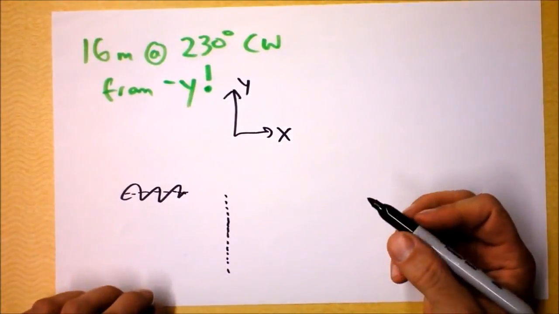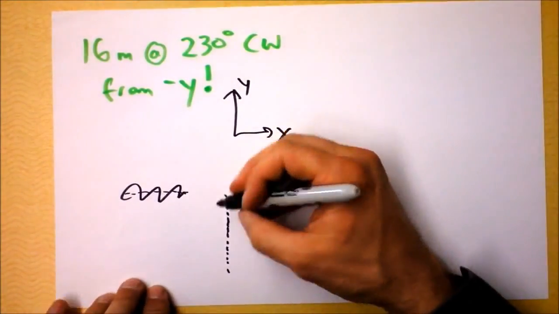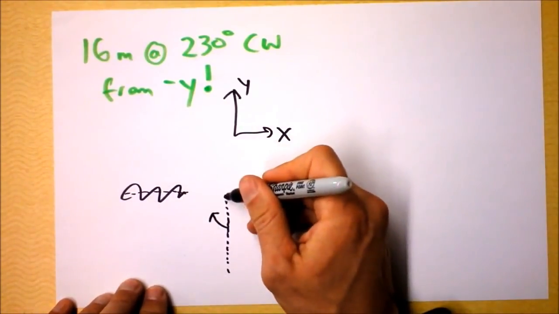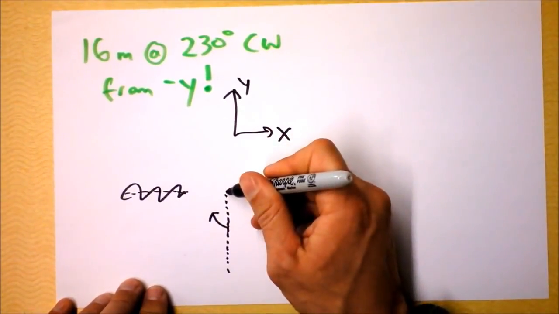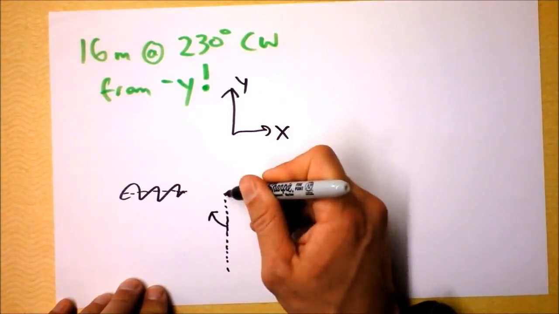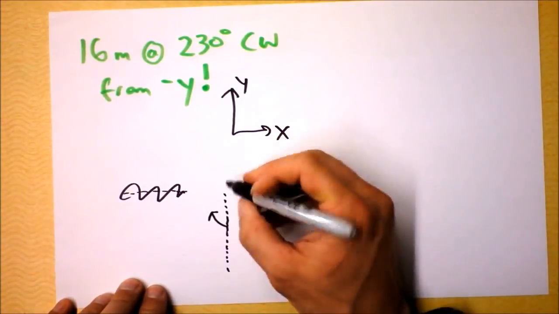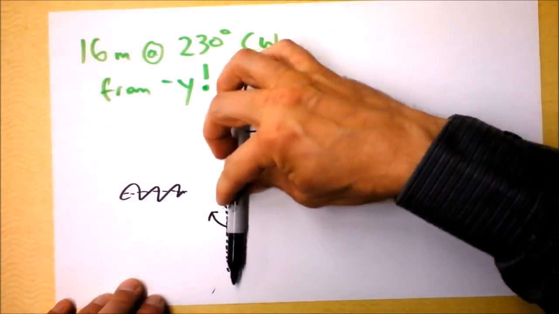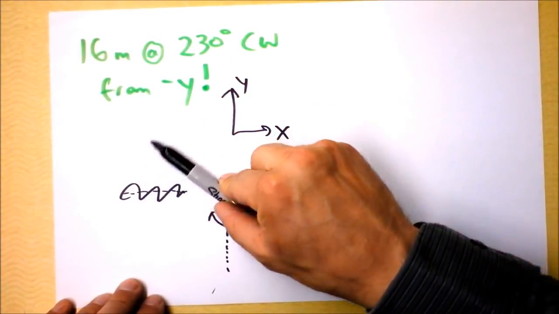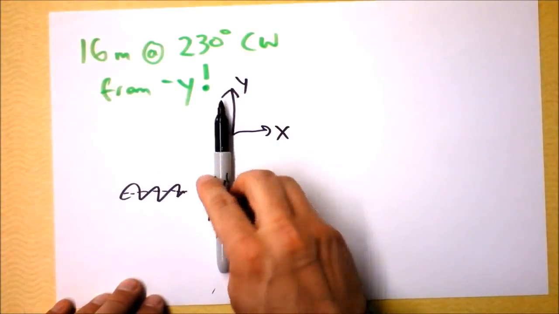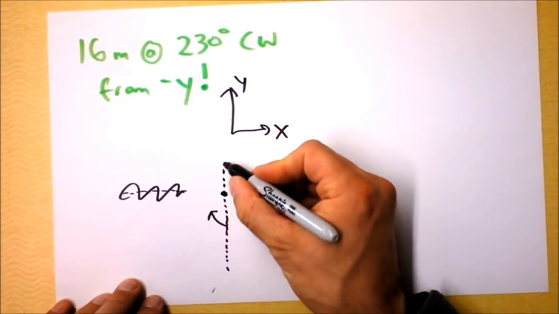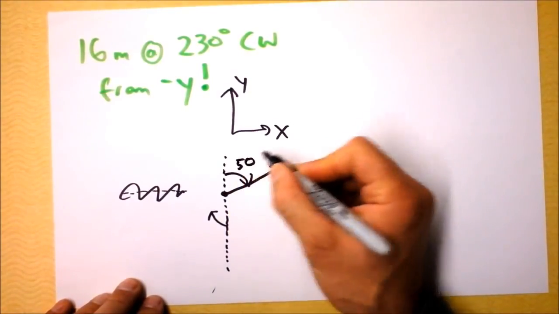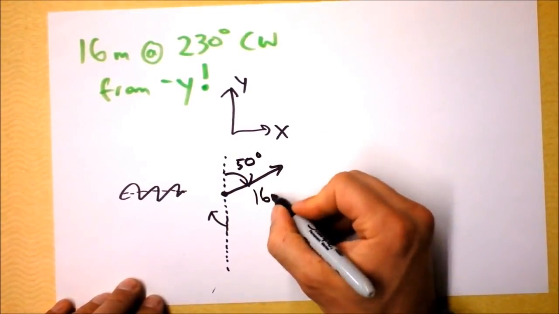And then I'm supposed to be 230 degrees clockwise from it. Now clockwise is like a clock goes. Clockwise is that direction. So this is 90 degrees clockwise. This is 180 degrees clockwise. This would be 270 degrees clockwise. That's too far. So if I've gone around like this, 90, 180, I've got 50 more degrees to go. 50 degrees, and this is 16 meters.